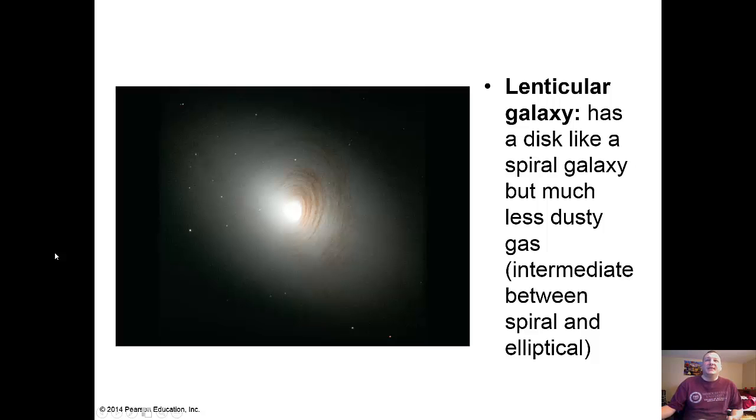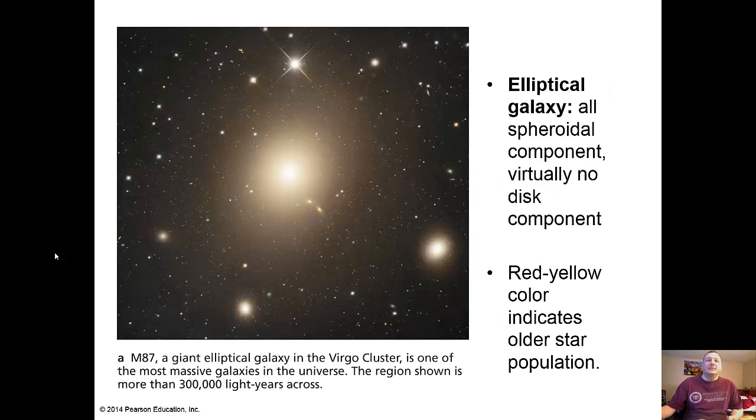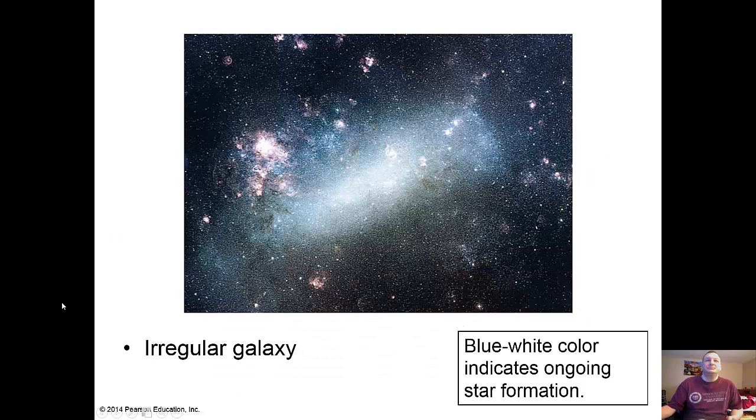Then we have lenticular galaxies. These have a disk like a spiral galaxy, but much less dust and gas. The elliptical galaxies are very old. They're all spheroidal. It can be like a basketball or an egg. Virtually no disk component, and the red-yellow stars indicate that older star population. The irregular galaxies have a lot of blue-white color indicating lots of ongoing star formation with all these gas clouds and dust going on.